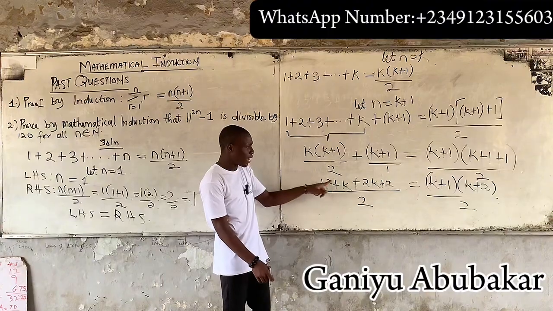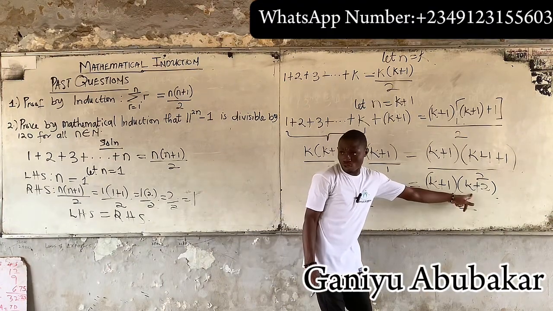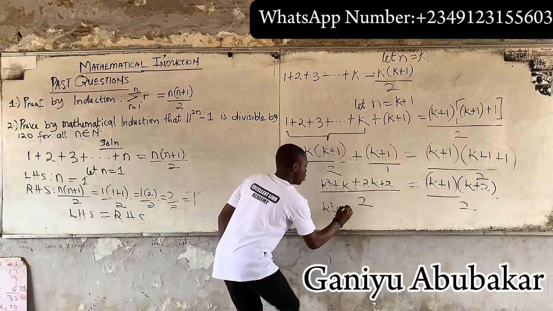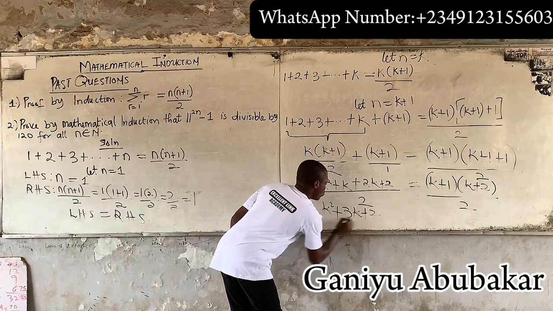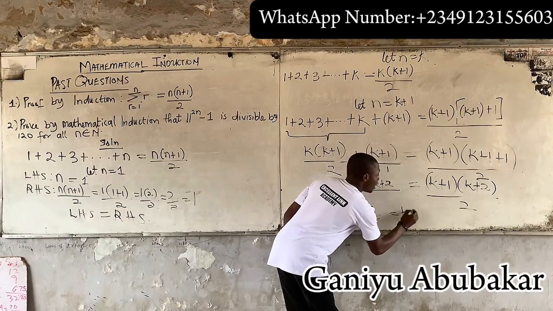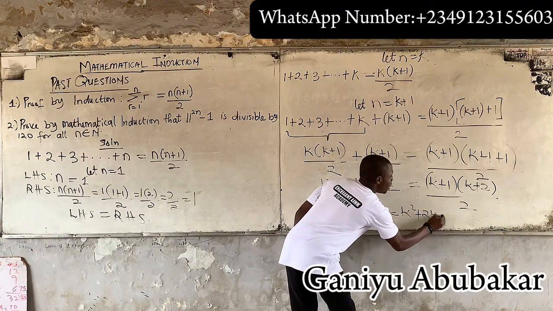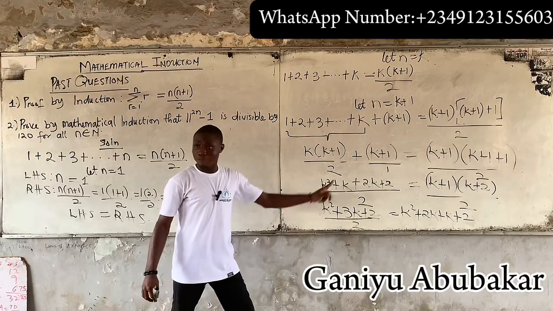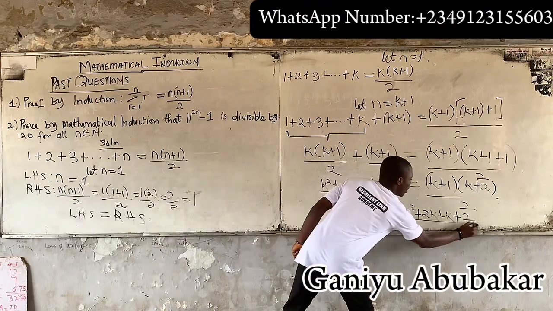I'm saying square, so I can get this, expand this one. That's the meaning. So I'll have k square plus 3k plus 2 over 2, which is equal to what? k square plus 2k plus k plus 2, over 2. That's the expansion.